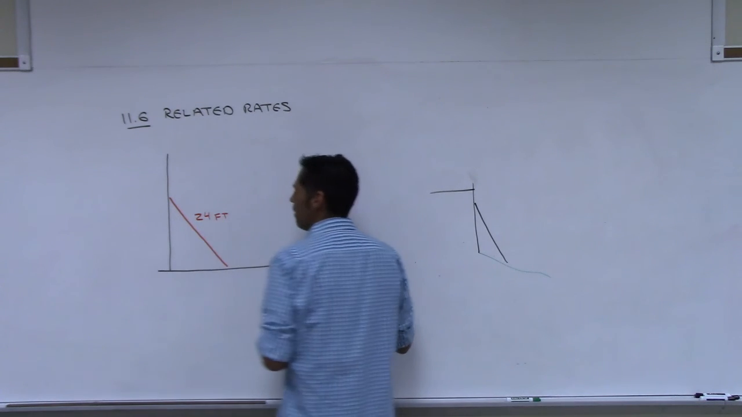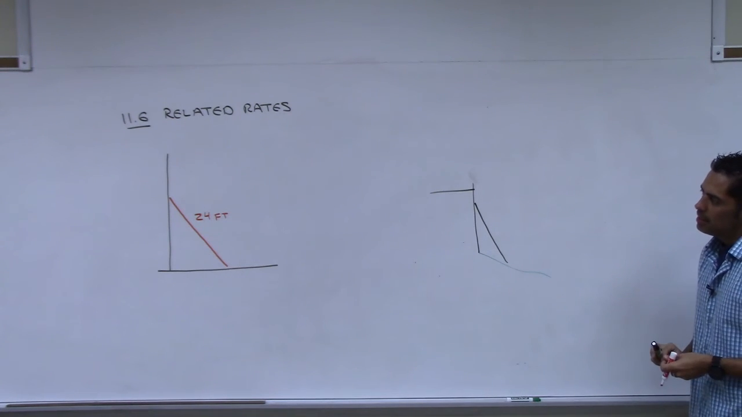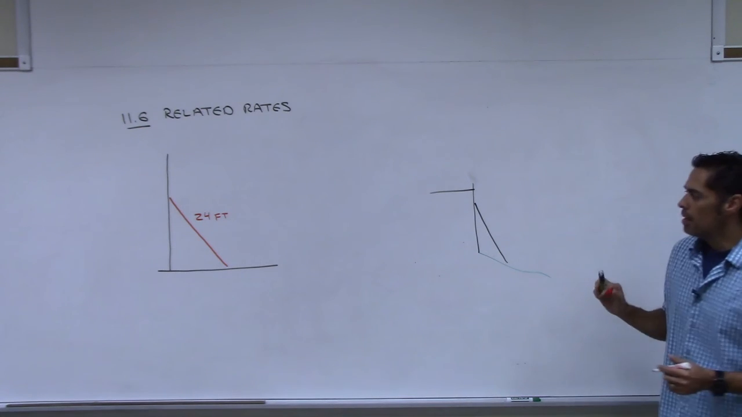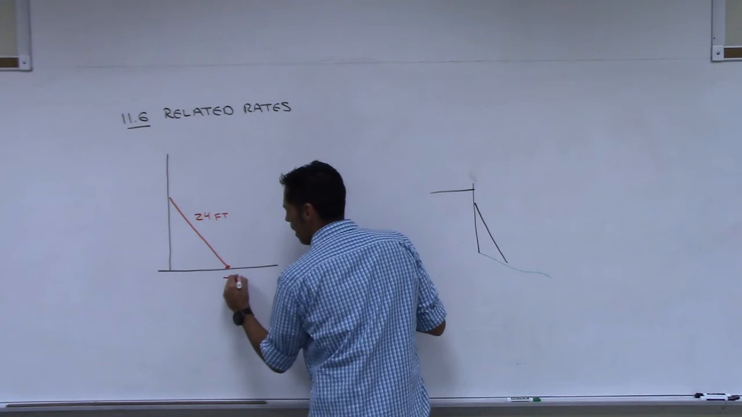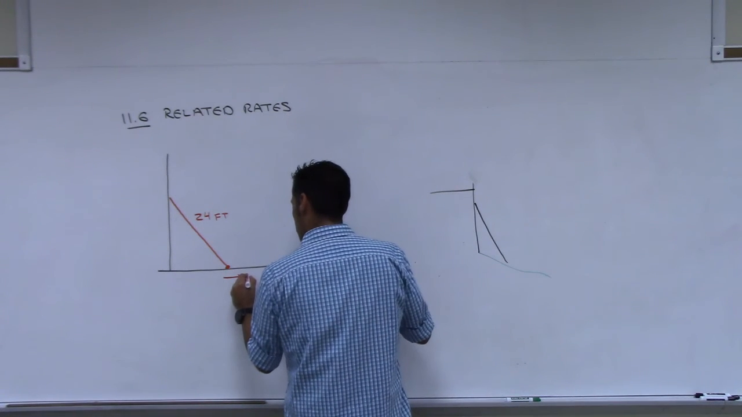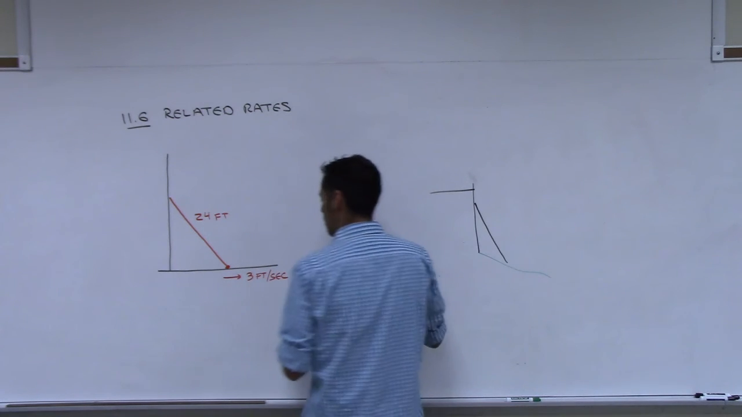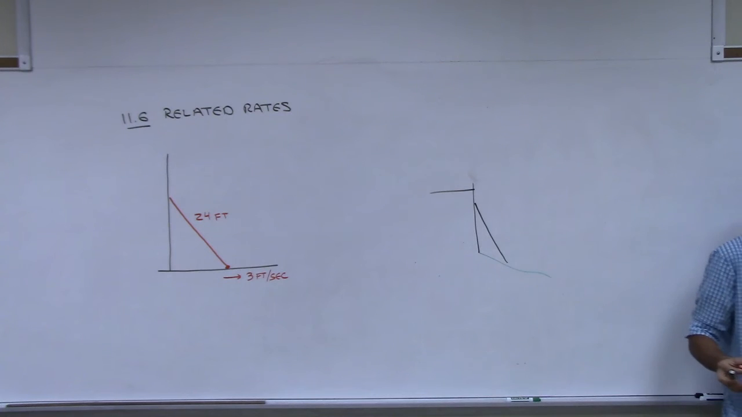Okay, so that's a 24-foot ladder, and let's say it begins to slide out on the bottom. Let's say that it starts sliding out at a rate of 3 feet per second. So every second, the bottom starts moving out 3 feet.